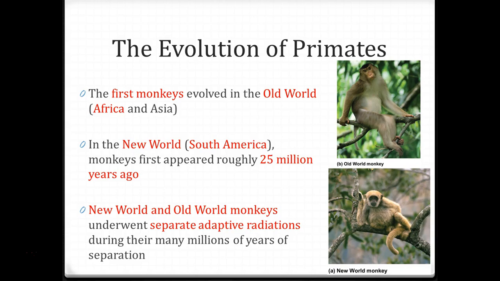So the first monkeys evolved in the Old World, mostly in Africa, but also Asia. And a second group evolved about 25 million years ago in mostly South America. So these are the New World monkeys. New and Old World monkeys underwent separate radiations independent from each other. So this is a classical example, again, of a concept that we talked about before called allopatric speciation.